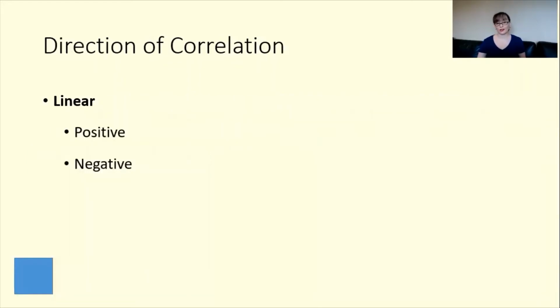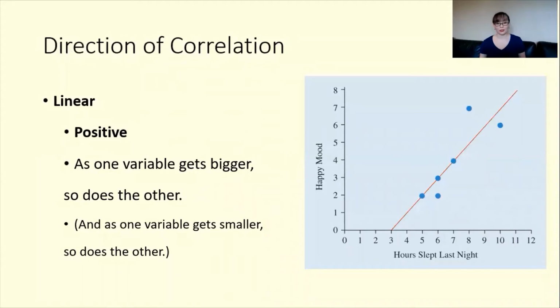There are two different kinds of linear relationships: positive correlations and negative correlations. And this is where we get into that idea of direction that I mentioned will be important when we discuss correlation. A linear correlation that's a positive correlation means that as one variable gets bigger, so does the other. And by that same logic, as one variable gets smaller, so does the other. In other words, high scores go with high scores and low scores go with low scores. The variables move in the same direction. Both scores get bigger, both scores get smaller.